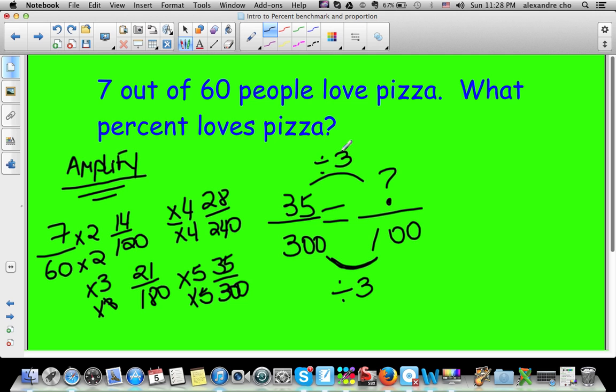So 35 divided by 3, if you calculate it, is 11.6, and it's going to be 11.66666 forever, or you can just put a bar notation like that. So it's 11.6% love pizza. Okay, little bar. Okay, so we had one where we simplify, and now we have other ones where we can amplify.